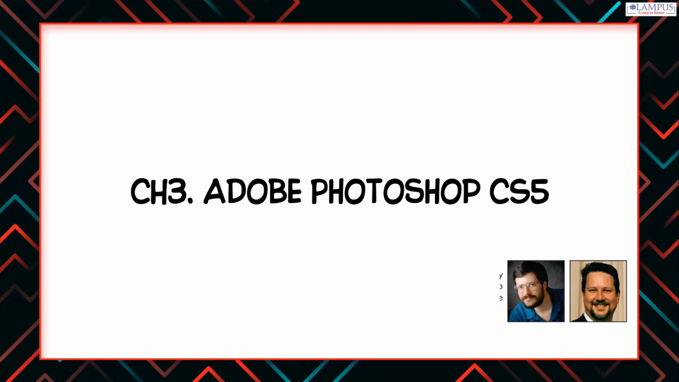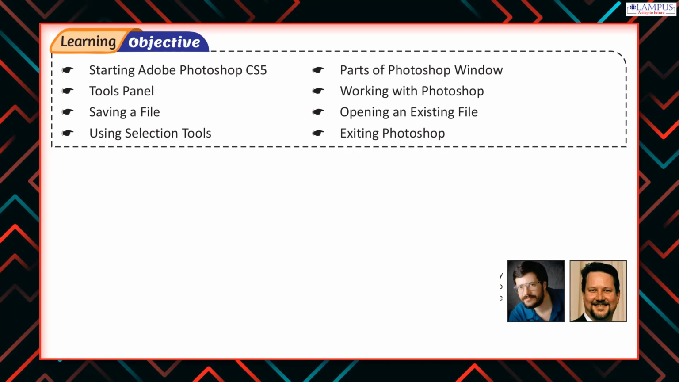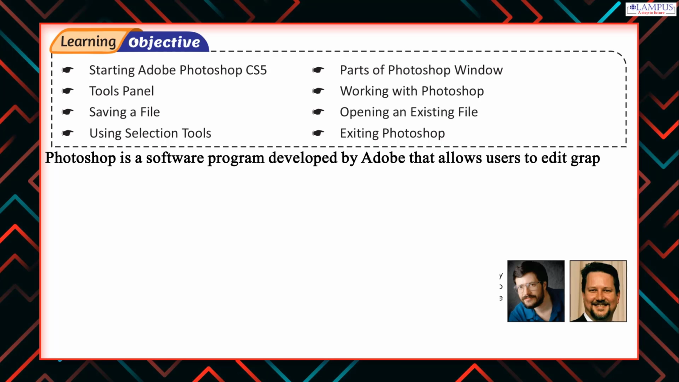Chapter 3. Adobe Photoshop CS5. Learning Objective. Starting Adobe Photoshop CS5. Parts of Photoshop window. Tools panel. Working with Photoshop. Saving a file. Opening an existing file. Using selection tools. Exiting Photoshop. Photoshop is a software program developed by Adobe that allows users to edit graphics.